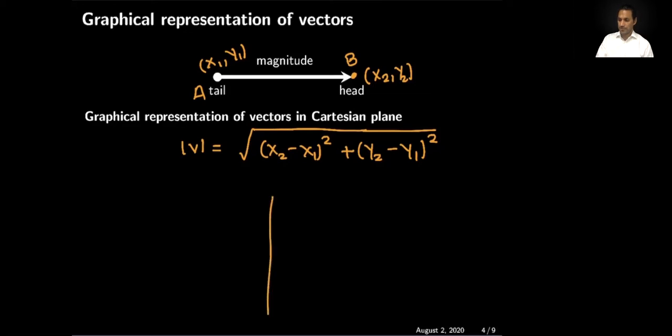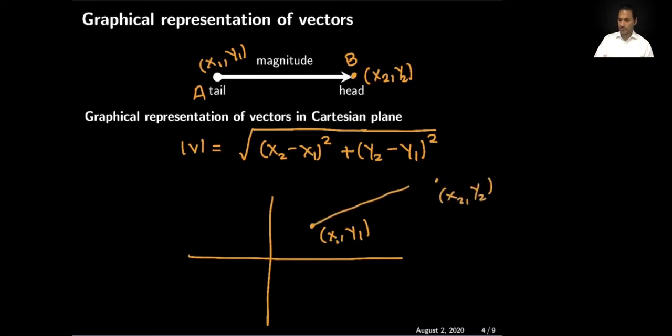How do we represent that vector graphically in the xy plane? All we need to do is draw the point x1, y1, which is the tail of the vector, and then draw the point x2, y2, which is the head of the vector, and this is how we represent it. Also, to calculate the vector AB in a Cartesian system, we subtract the coordinates of the tail from the coordinates of the head of the vector. So this is the representation of the vector.